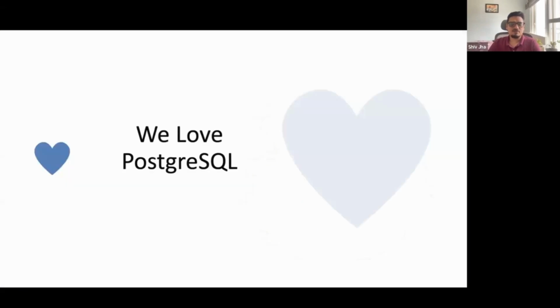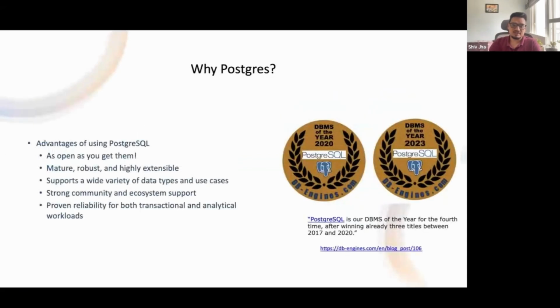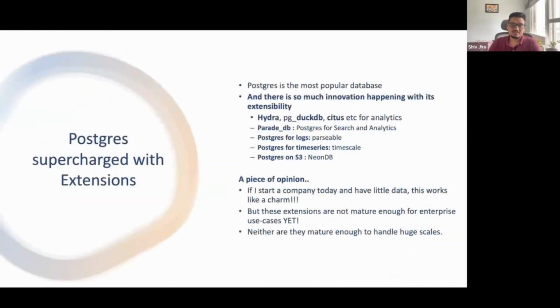And here is a couple of databases that we would propose. One is Postgres, that we absolutely love, and I think most people around the world love, which shows up in the DB engine rankings, where Postgres has been featuring often, and for good reasons, because it's as open a community as you get, mature, robust, and highly extensible database, a lot of data types and use cases, a strong community and support, and proven reliability for transactions across 3 decades.